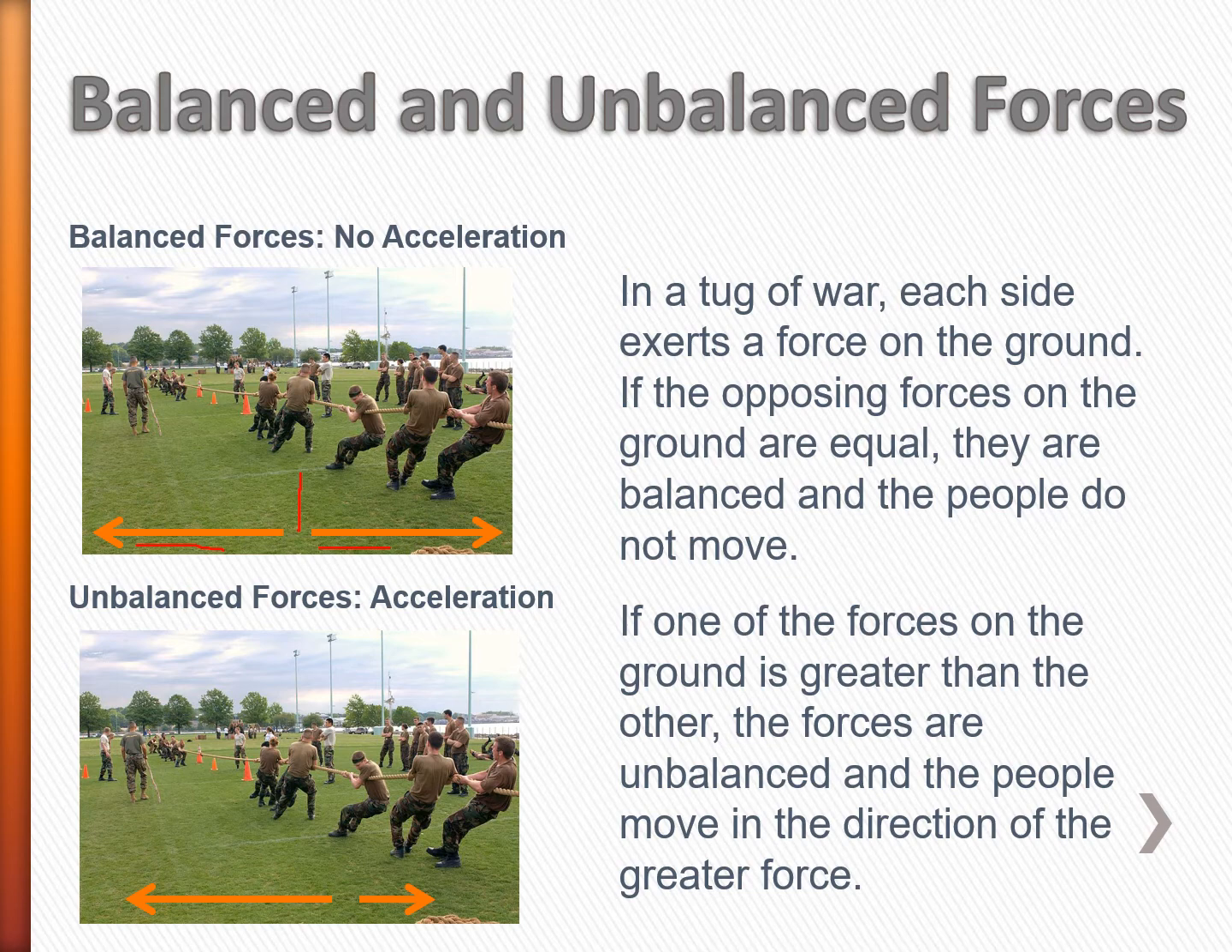If we look at the arrows here, one is longer and the other one is shorter. Meaning to say, the sizes of the two forces are not equal. So if the force on the ground is greater than the other, the forces are unbalanced, and the people move in the direction of the greater force.